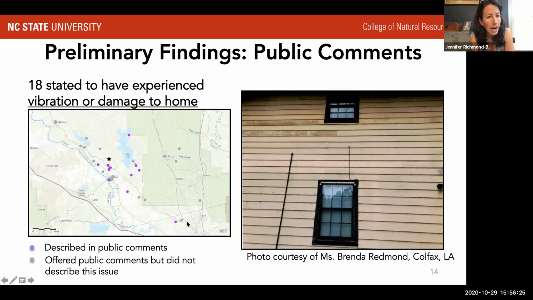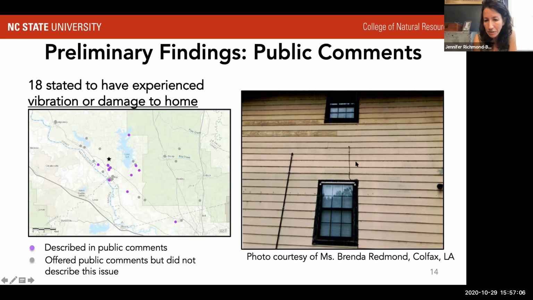The next slide focuses on where people have stated to have experienced vibration or damage to their homes. You can see that is mostly to the south and southeast of this facility. One person on the opposite shore of Lake Ayat, a couple of miles away from the facility, has experienced vibration or damage. But all the way down, the same person had testified to that in Rapides County, about 25 miles southeast of the facility.